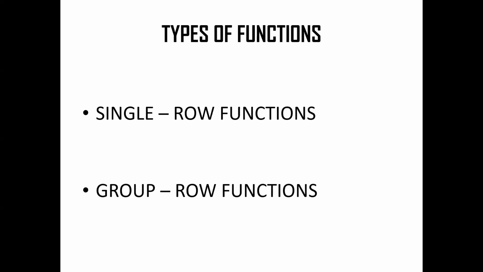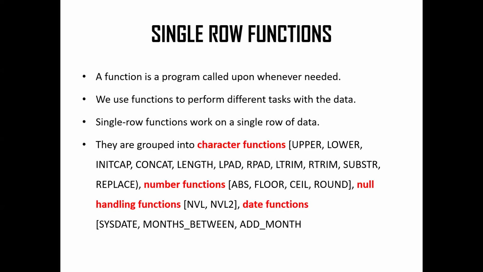There are two types of functions. We have what we call the single row functions and group functions. We are going to focus on single row functions. Single row functions, what are they? A function in simple terms is a program called upon whenever needed. So in Oracle, there are different functions that are incorporated into the software, and they can be called upon whenever you need them. We use functions to perform different tasks with data.